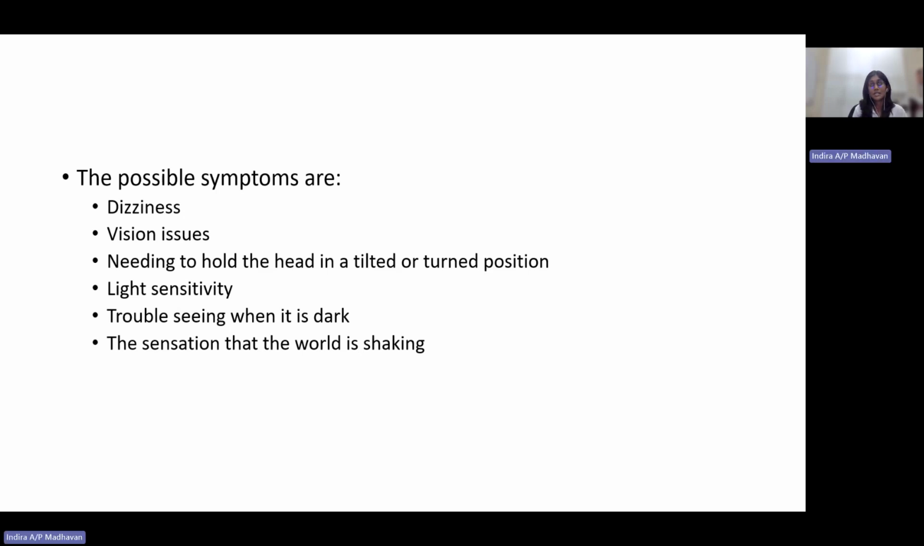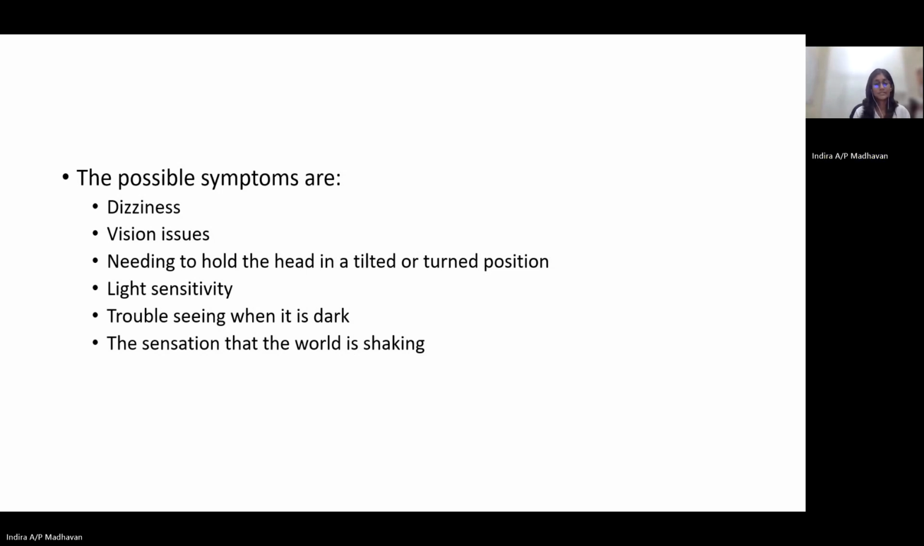The possible symptoms that the patient has: the image that is being transferred to the brain will be like multiple. When they turn, all the images will be transferred to the brain. So that might lead to dizziness for the patient. There is also a vision related issue, because the eye keeps shaking, the image won't be very clear for the patient. And needing to hold the head in a tilted or turned position.